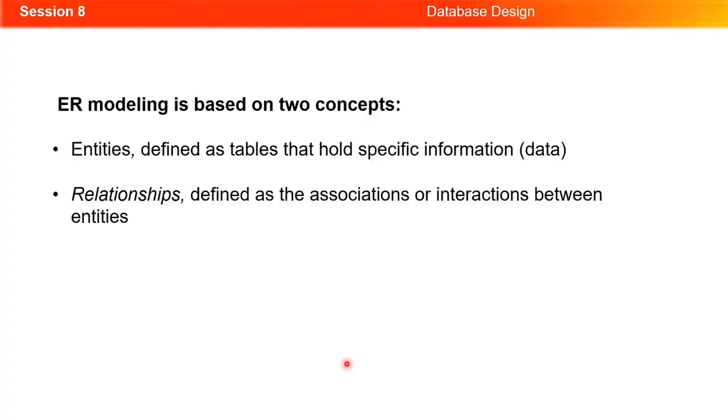So ER modeling is based on two specific concepts. Entities: entities are real-world objects, usually nouns. There could be exceptions to that. They will ultimately define the tables that hold the specific information for our database. Relationships are defined as the associations or the interactions between the entities.